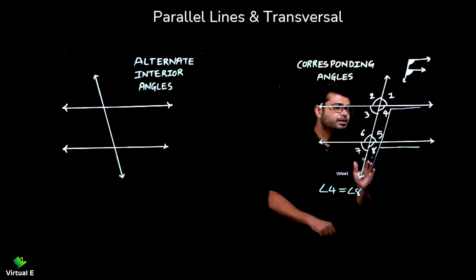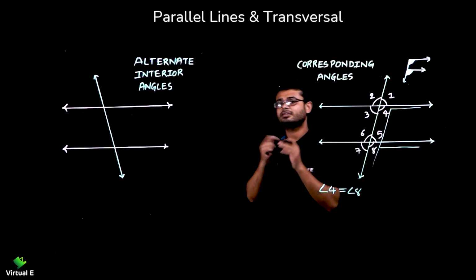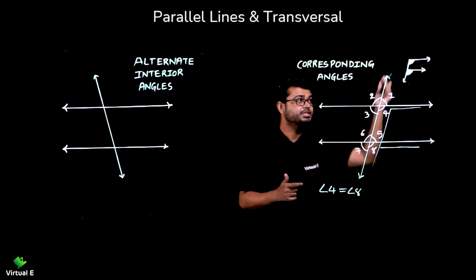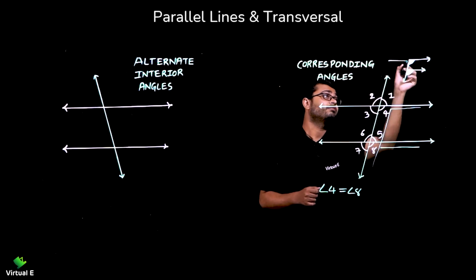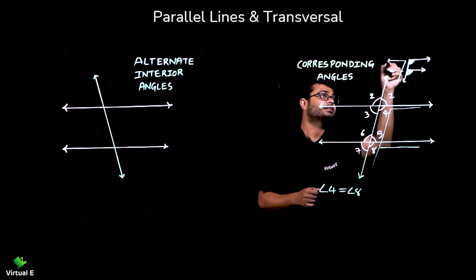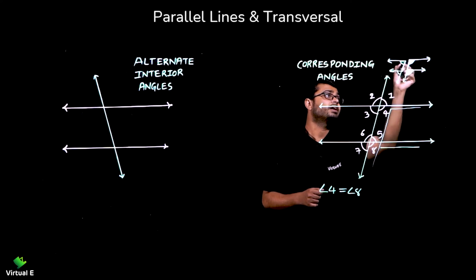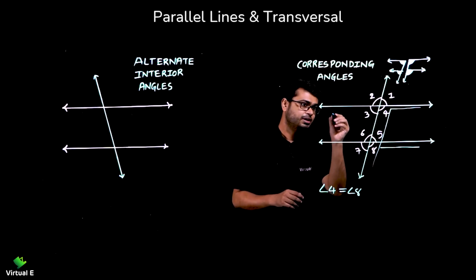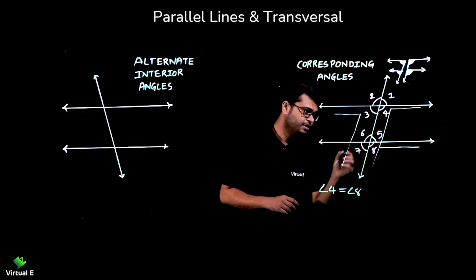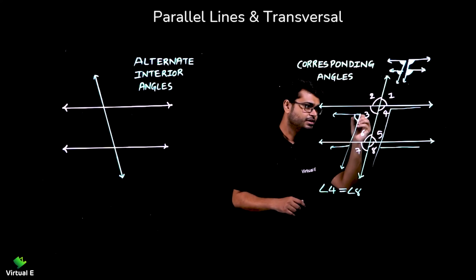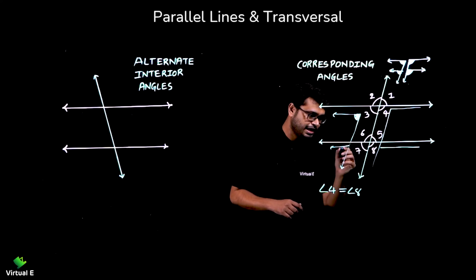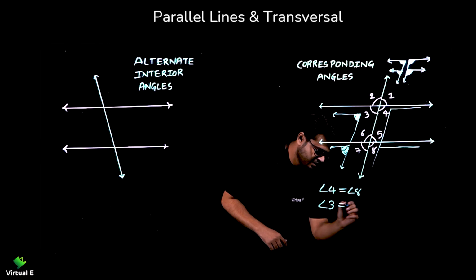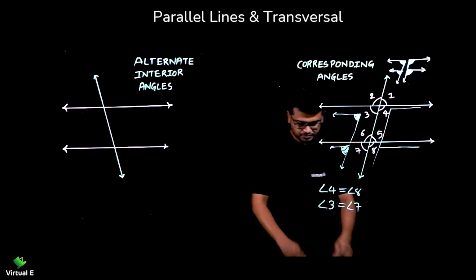Very simple, right? Now you can twist and turn, flip, or turn this F upside down as well, right? So if we reverse this F, it will look something like this. This is one angle over here and this is the other angle over here. So let's draw that F as well. So here is that second F. Now which are the two angles? Here it is angle 3, very good, and here it is angle 7. So we can write angle 3 is equal to angle 7.